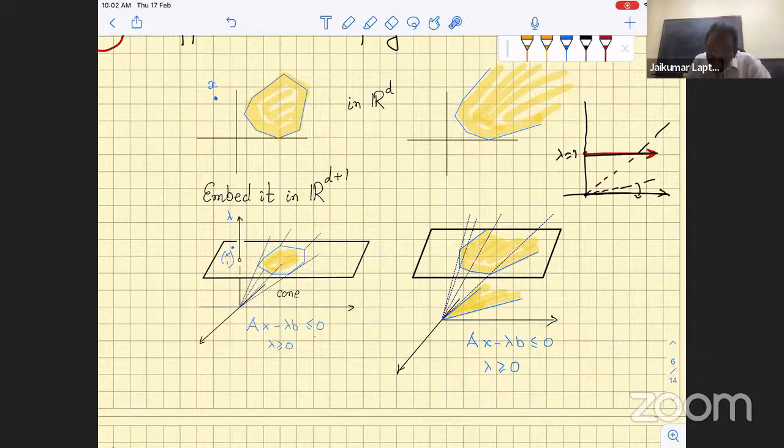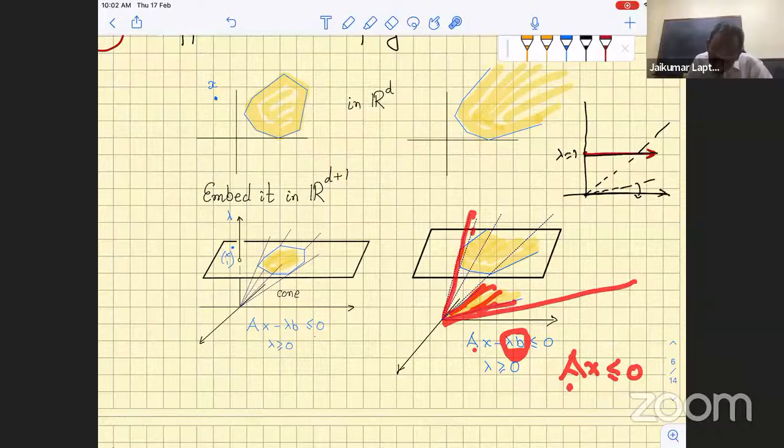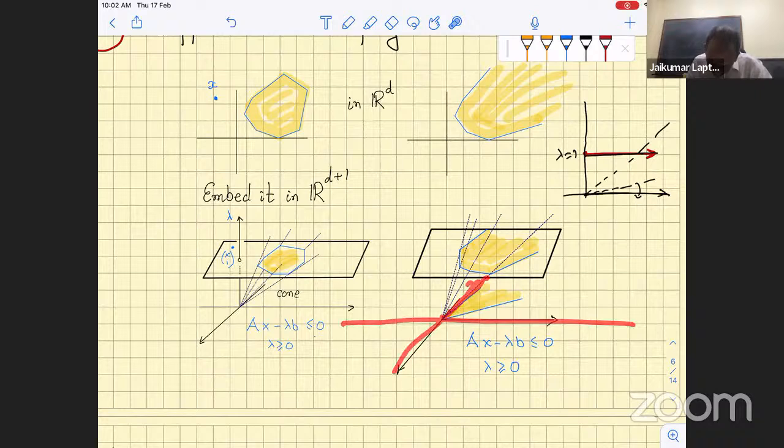In particular, when lambda is set to 0, we will get an equation which looks like AX less than or equal to 0, because this lambda has become 0, which will be a cone. So that is the cone that is here. The new cone that I have generated has an intersection with the plane corresponding to lambda equal to 0, and that is this cone. Is this clear? So I have still not proved anything.